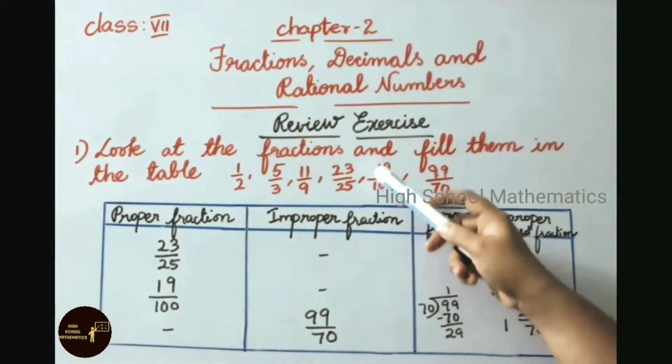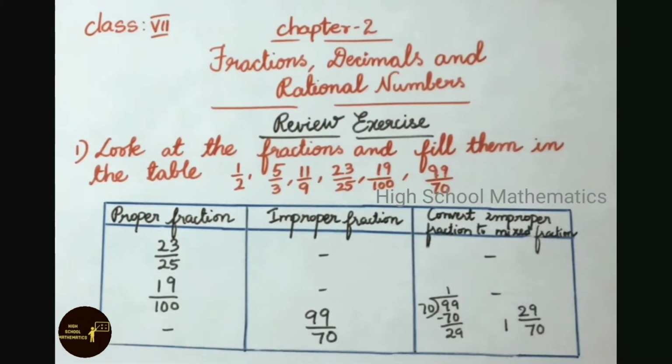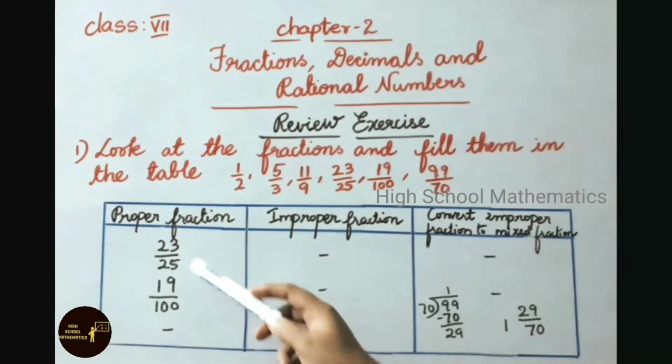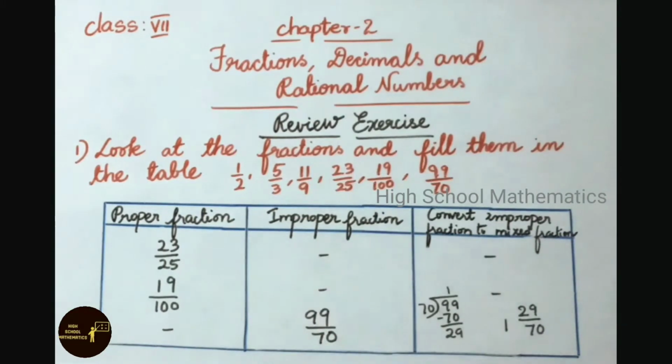Now the fourth fraction, 23 by 25. Here the numerator is less than the denominator, so it is a proper fraction. So we have written it under proper fraction only. Next fraction, that is 19 by 100. Here also the numerator is less than the denominator, so it is also a proper fraction.